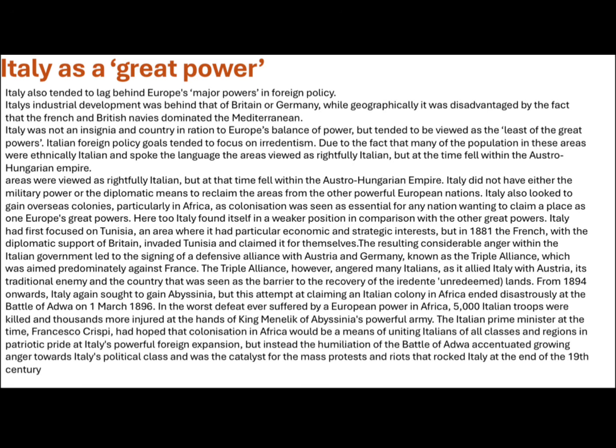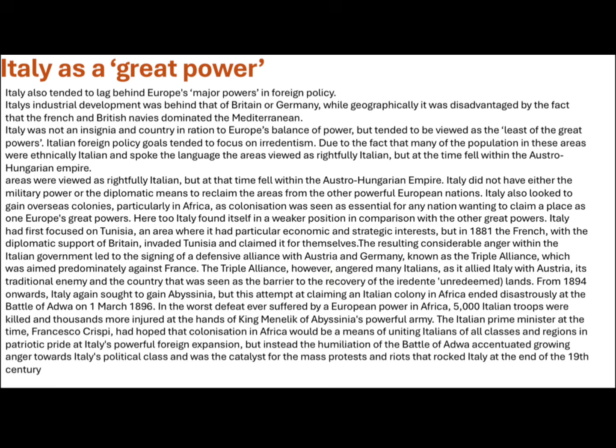Then we have Italy as a great power. So Italy also tended to lag behind Europe's major powers in foreign policy. Italy's industrial development was behind that of Britain or Germany, while geographically it was disadvantaged by the fact that the French and the British navies dominated the Mediterranean. Italy was not an insignificant country in relation to Europe's balance of power, but tended to be viewed as the least of the great powers.